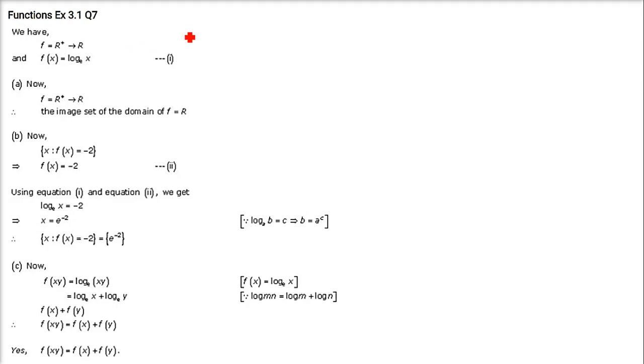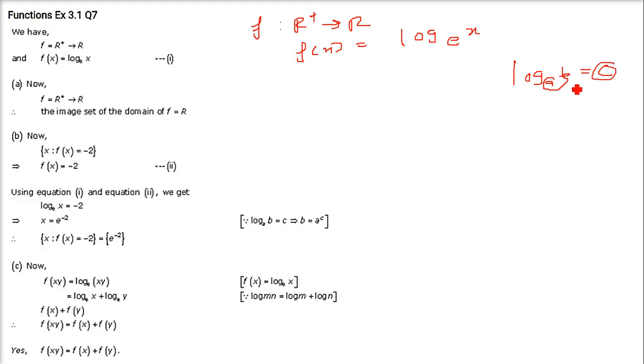Here f is from R plus to R, that is, all the positive real numbers to real numbers. R plus is the set of all positive real numbers, and this is given by f(x) = log x to the base e. Whenever we write log, what does it mean? When we write log base a of b equals c, it just means a to the power c is b.